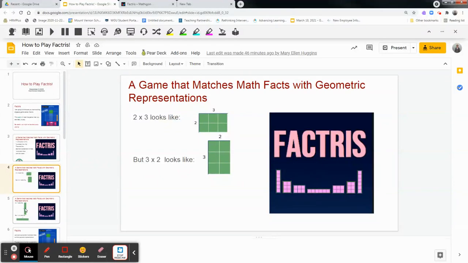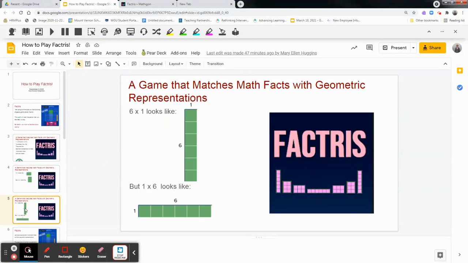Okay? Likewise, if we look on this next screen, you see that 6 times 1 looks like a long, skinny, tall tower. But 1 by 6 looks kind of like a low-bearing wall. The height's very small. It's only 1. So there are different ways to represent facts, and like I said, that's extremely important.